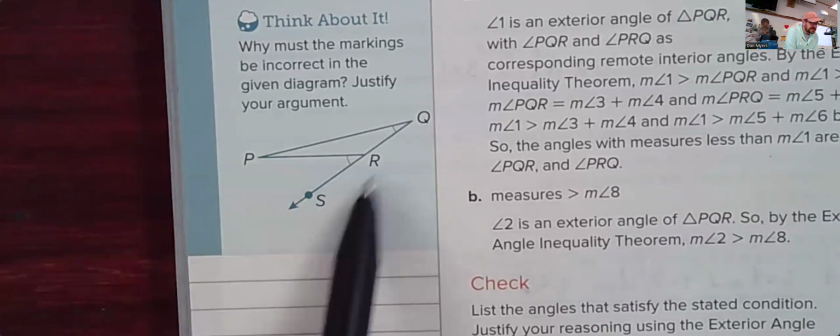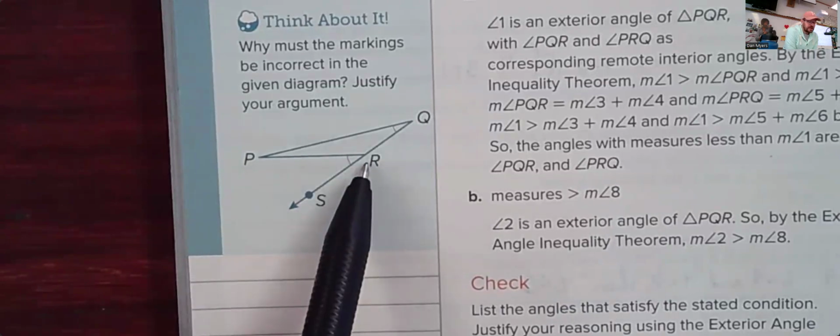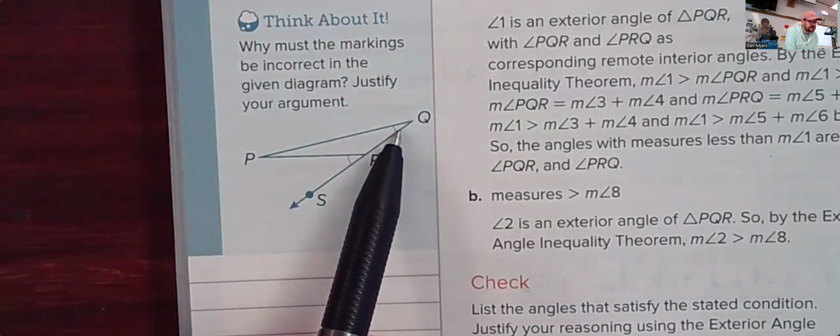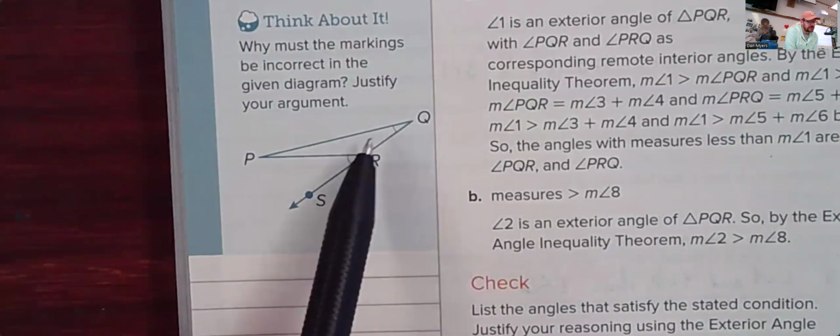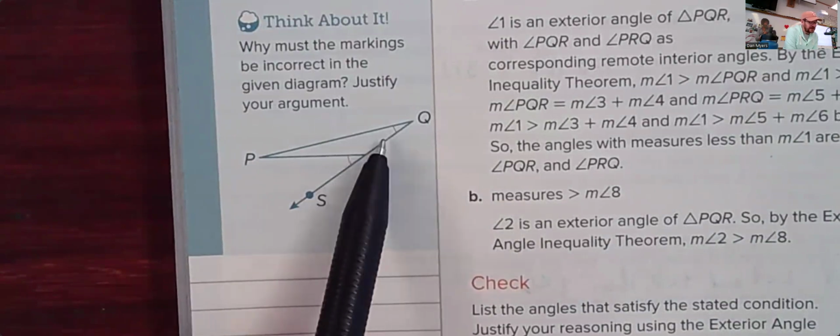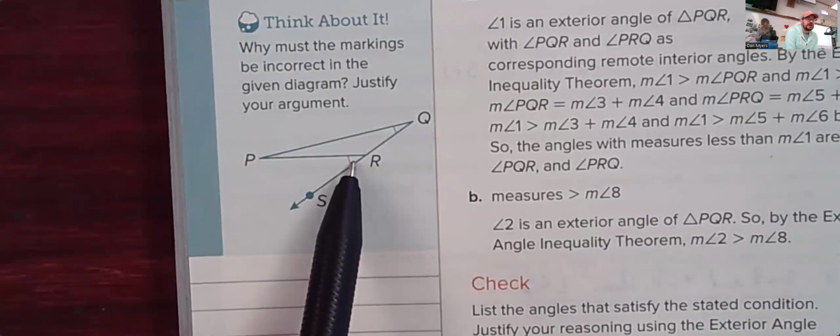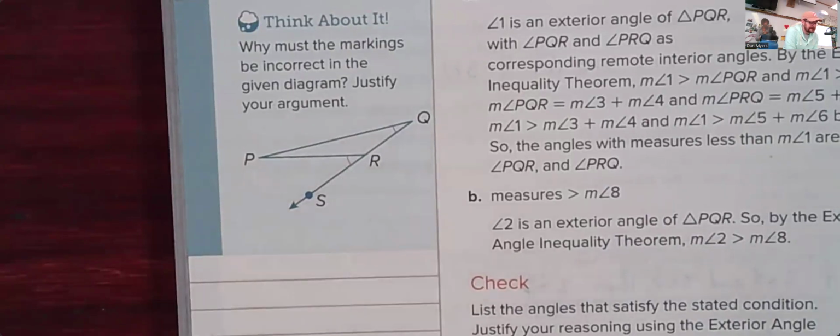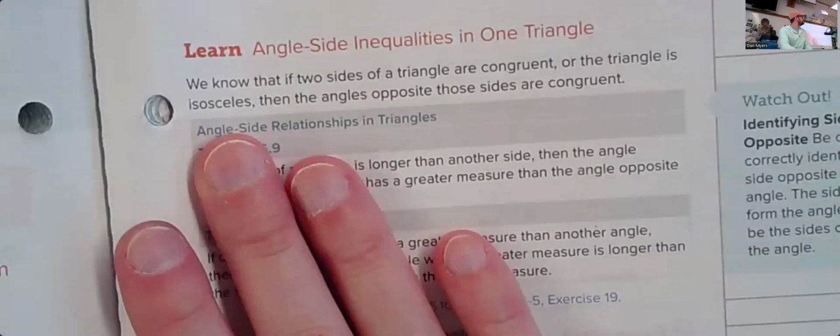Yeah, angle PRS is exterior to triangle PQR. And angle Q is a remote interior angle with angle PRS as the exterior angle, which means angle Q has to be less than this angle here. Gotta be. So that's why. All right, let's keep going. Moving right along.